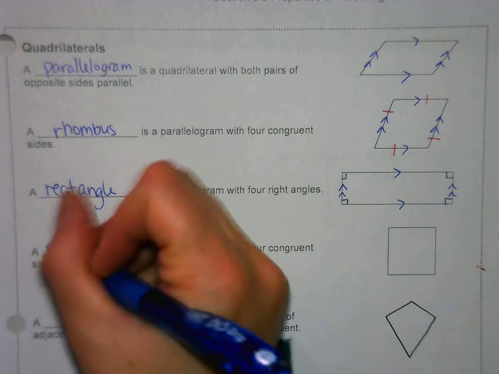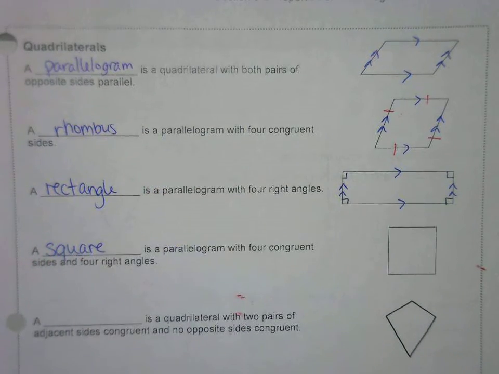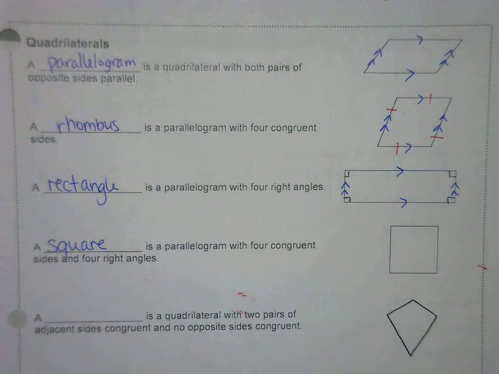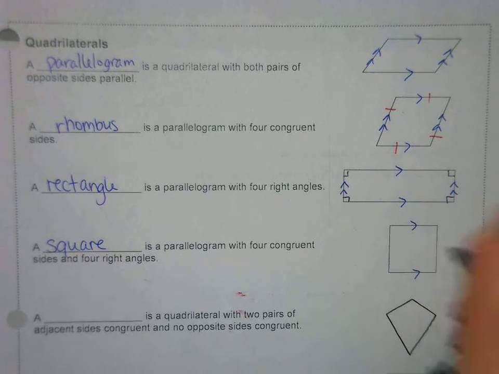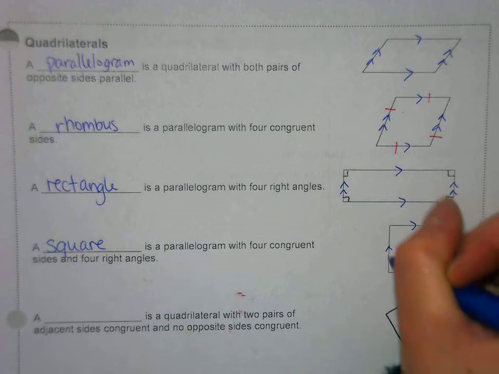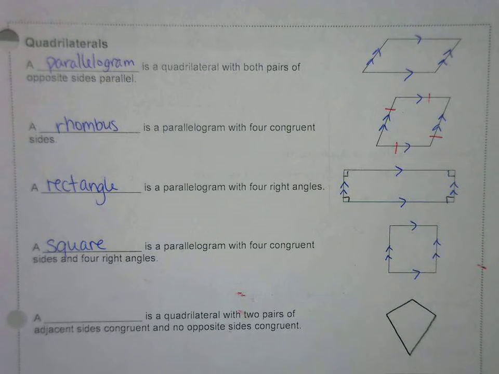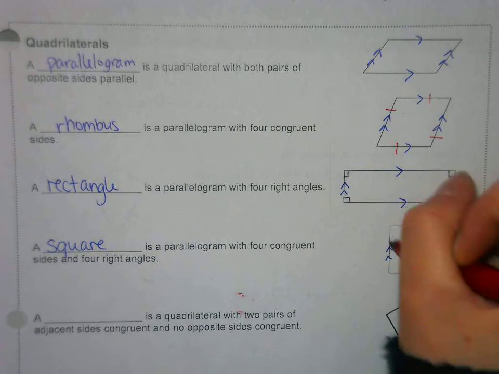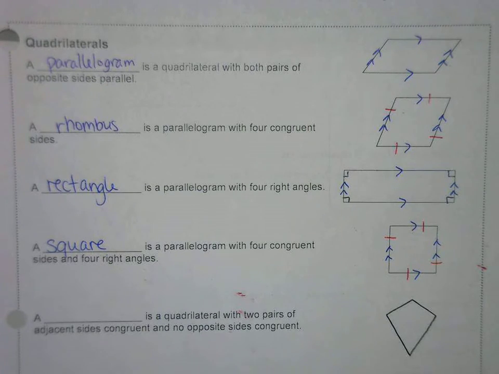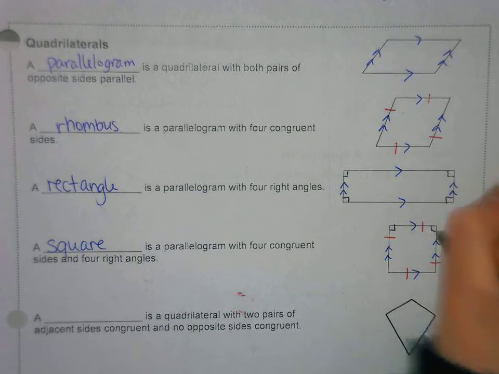A square is a parallelogram with four congruent sides and four right angles. So it has two sets of parallel sides, has four congruent sides, so four sides that are all equal, and it has four right angles.